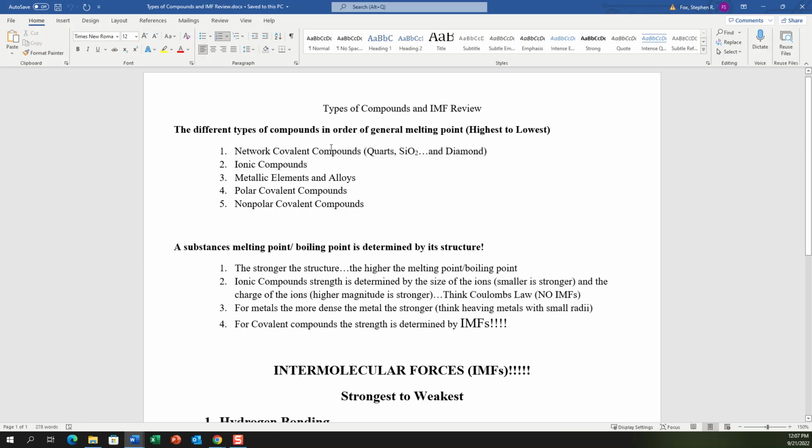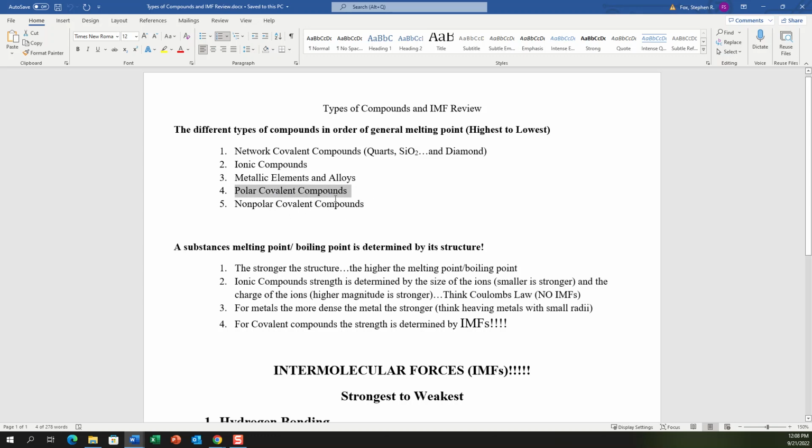So after you find if you have a network covalent, the next thing to do would be look for ionic compounds. And we're going to assume that all ionic compounds are going to have higher melting points than any metallic elements, and then any metallic elements have higher melting points than any just regular covalent. And then if we want to separate the covalent compounds, we could have polar covalent, non-polar covalent. And then if we want to separate the polar covalent, you could separate it into, is it polar with a FON bond, so it has hydrogen bonding, or is it polar without a FON bond, so it just has dipole-dipole interactions? And that's how we're going to rank them.